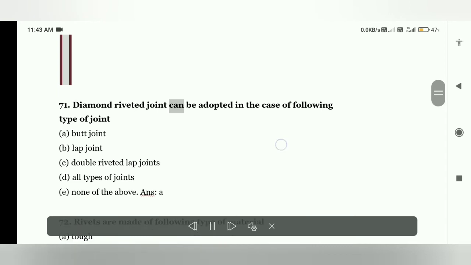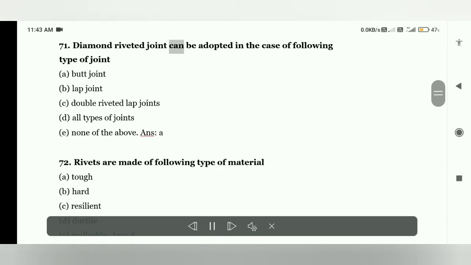71. Chain riveting may be adopted in the case of the following type of joint: butt joint, lap joint, double riveted lap joints, all types of joints, none of the above. Answer A. 72. Rivets are made of the following type of material: tough, hard, resilient, ductile, malleable. Answer D.